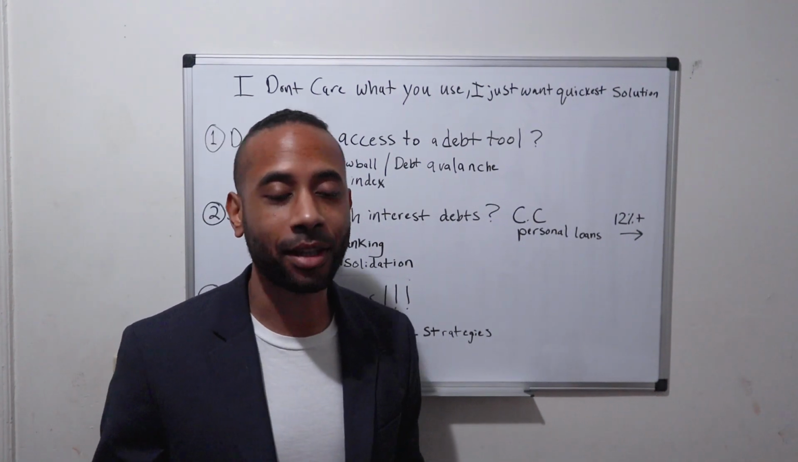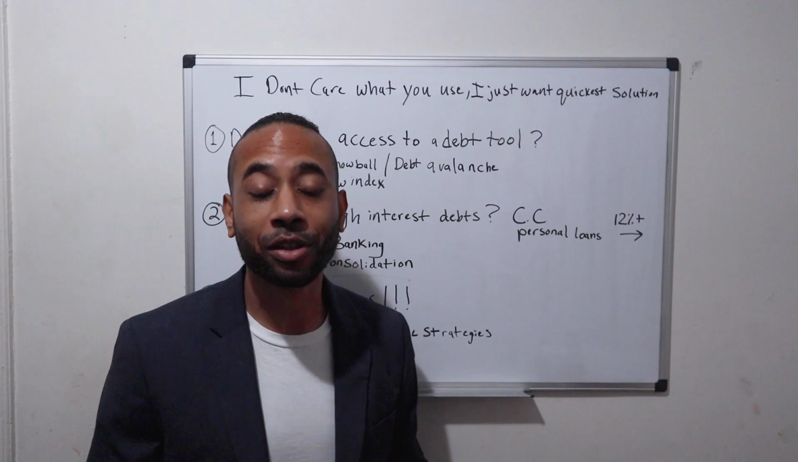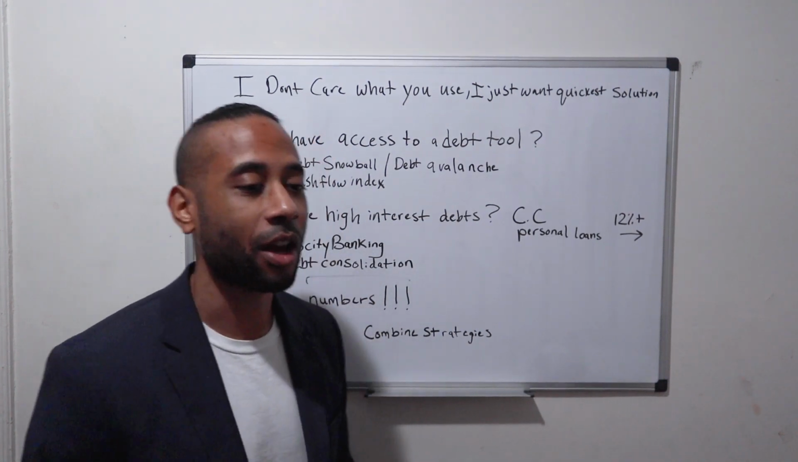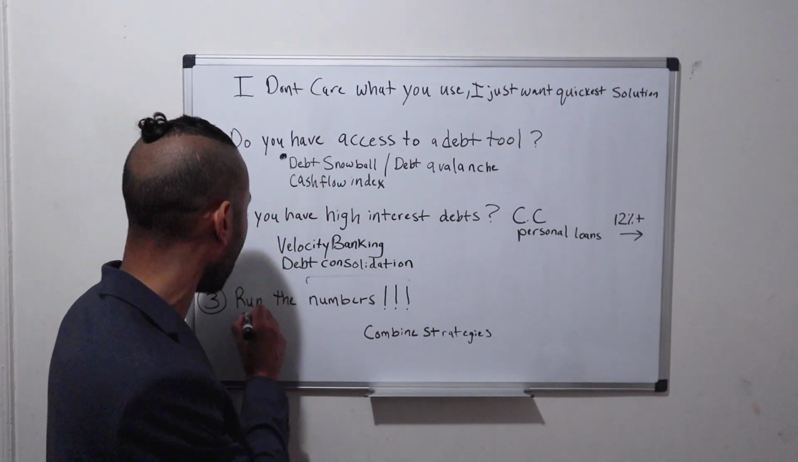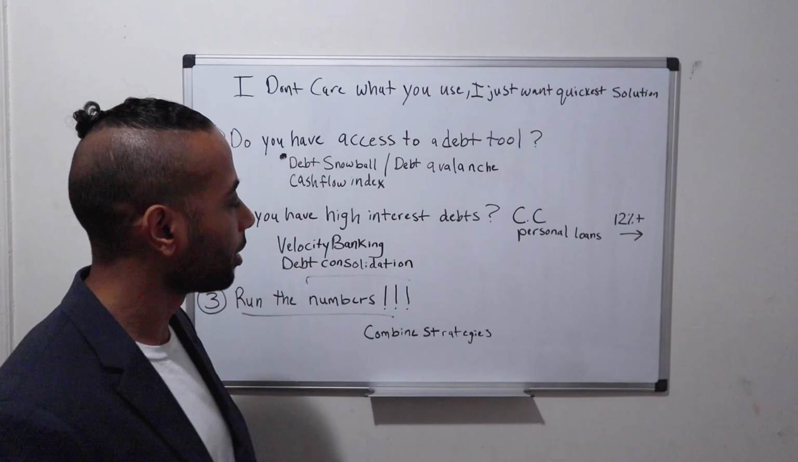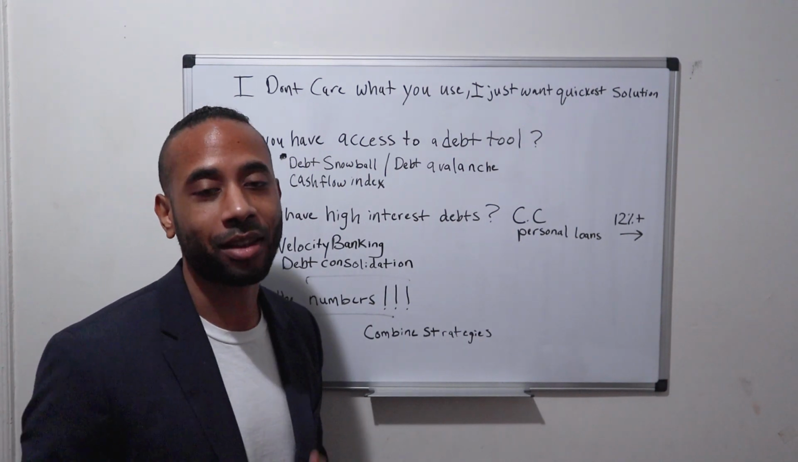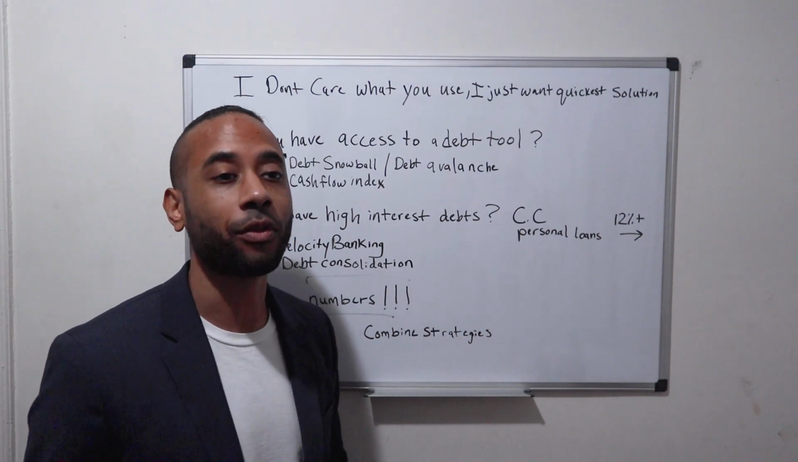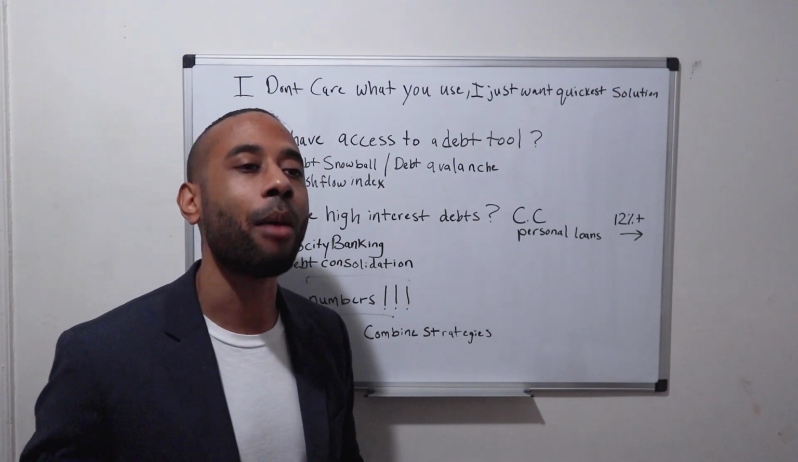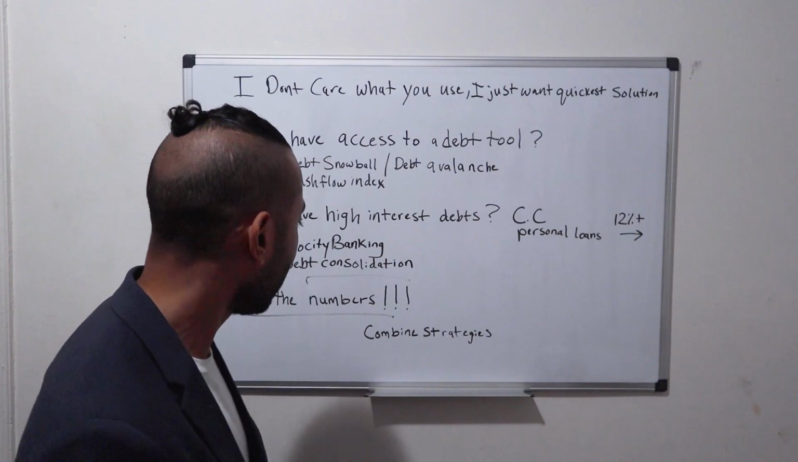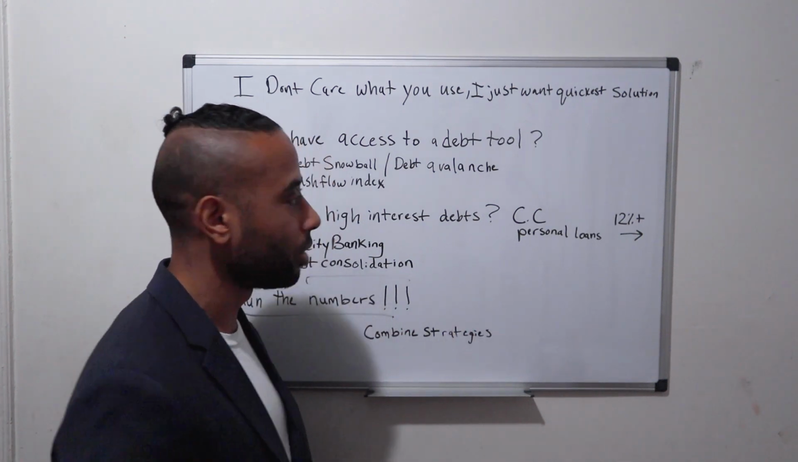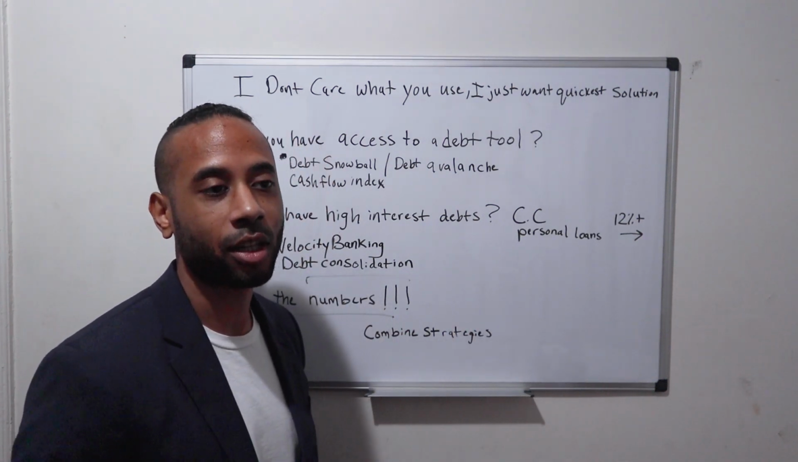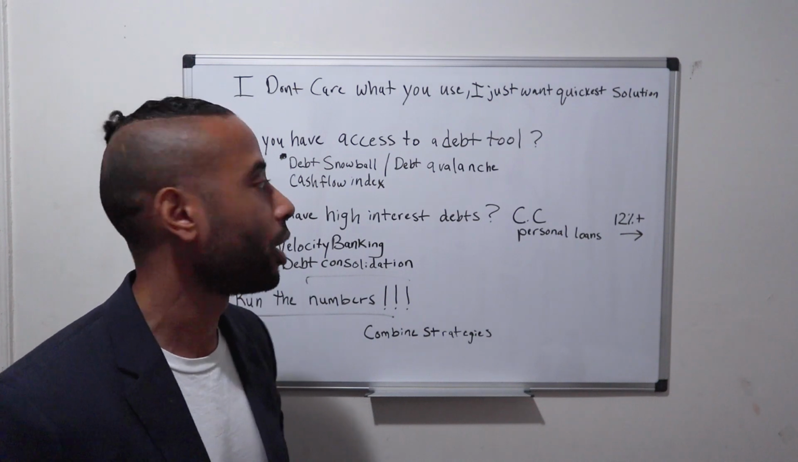And finally, the last thing you have to do is run the numbers. So this is not a question that you have to ask yourself, but this is something that you should always be doing because it's very important to understand the math. This literally is just a math equation in order to solve your personal finance. There's not a lot of objectivity to it. It is running the numbers, looking at your specific situation, and then picking the best strategy at that point.